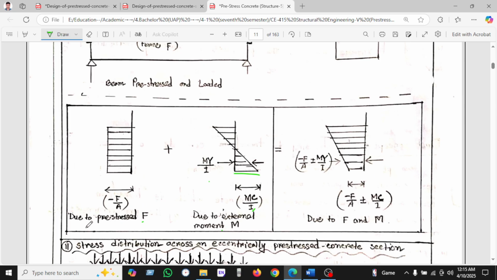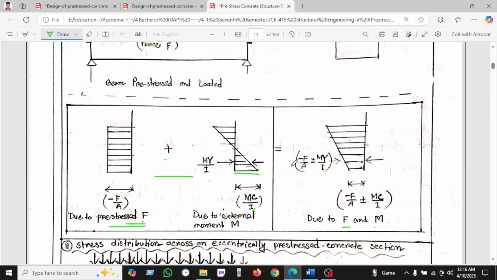So due to the prestress force, the stress will be force per area, F/A, and due to the external moment the stress will be Mc/I. If we sum these two stresses, it will be minus F/A plus or minus Mc/I. This is due to force and moment, it will be like this.